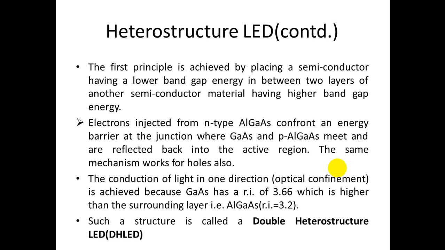The conduction of light in one direction, which is optical confinement, is achieved because gallium arsenide has a refractive index which is higher than the surrounding layer. Such a structure is called a double heterostructure LED.